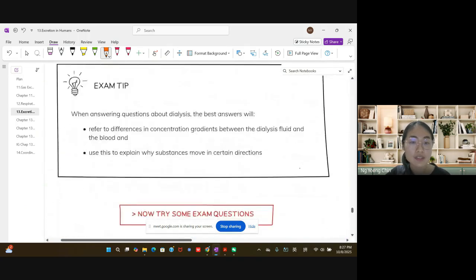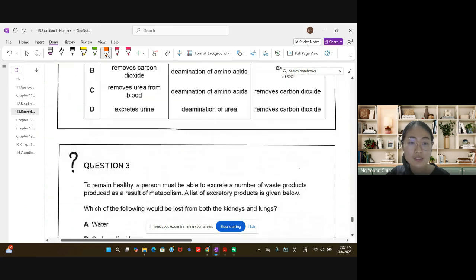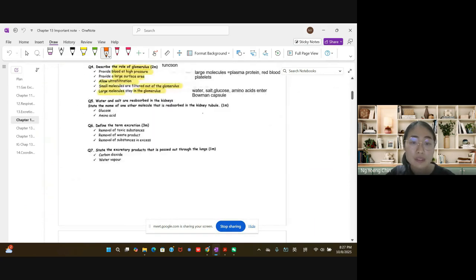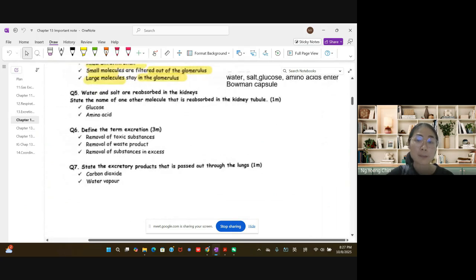Okay, that's all for this. So we finished chapter 13. So let's continue to discuss some of the answering techniques for paper 4.